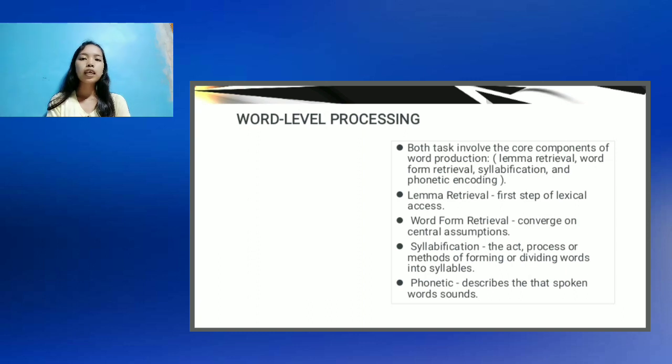The last one is phonetic encoding. It describes the way that spoken words sound, but they differ with respect to the processes that are employed to come up with a lexical concept to be produced.